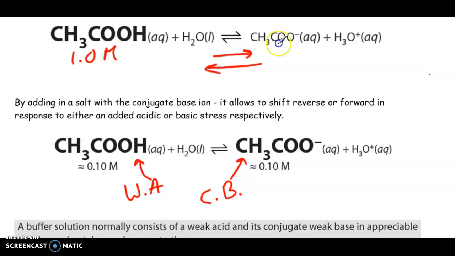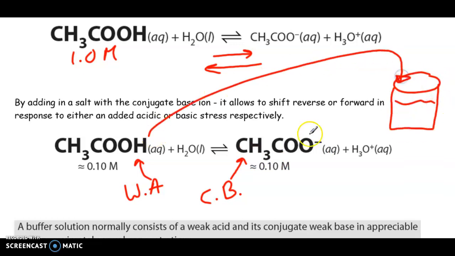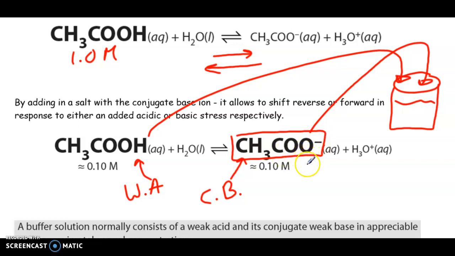So inside of a beaker, we would add in our acetic acid, and we would add in a salt that has this anion in it. Of course, we would want to make sure that it's a salt that's not interfering with anything. So usually we would pick a salt that has a group 1 metal, such as potassium acetate or sodium acetate. We don't want that other ion to interact with anything else in this equilibrium.